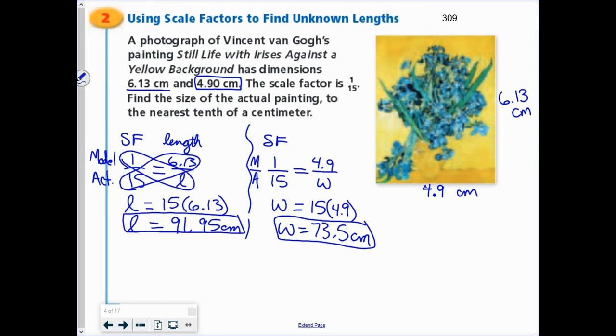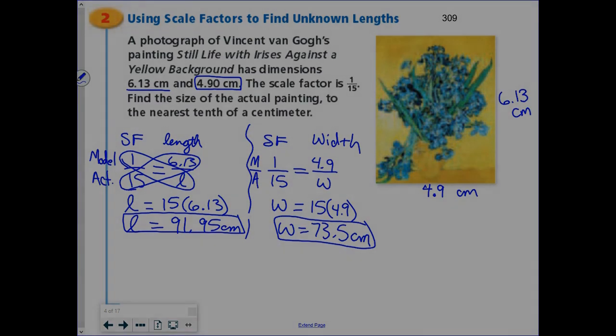So set up proportions, making sure that you put model on top, actual on the bottom, your scale factor on the left, and then either your length or your width, and you have to do them separately. You have to do two proportions. You have to do two math problems to answer one question, but it's necessary on these where you are given the scale factor in either the original measurements or the model measurements, and you have to find the other.